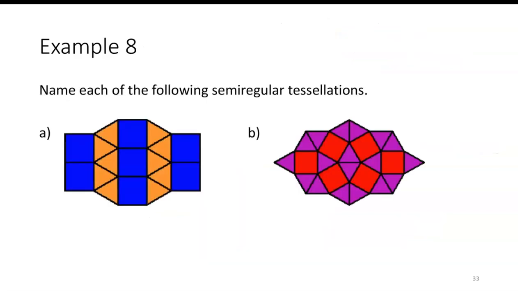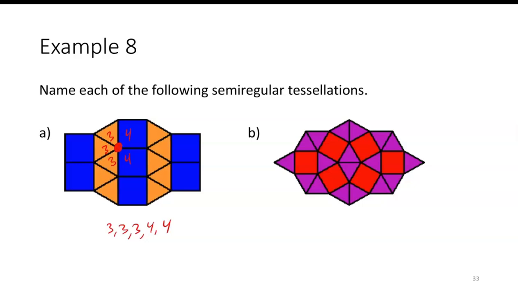All right, name each of these. So again, you just pick a vertex. Let's say that one. And you go around. You notice that you have 3 sides, 3 sides, 3 sides, 4 sides, 4 sides. You're going around in order, but you try to get the smallest numbering possible. So this looks like a 3, 3, 3, 4, 4.